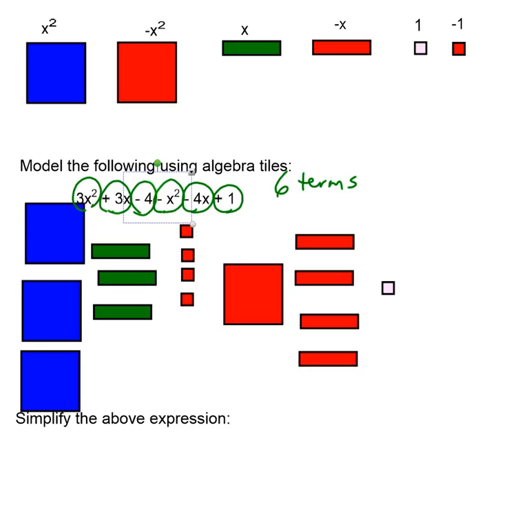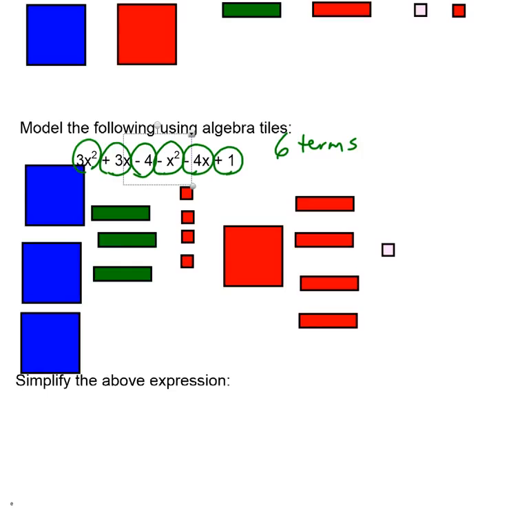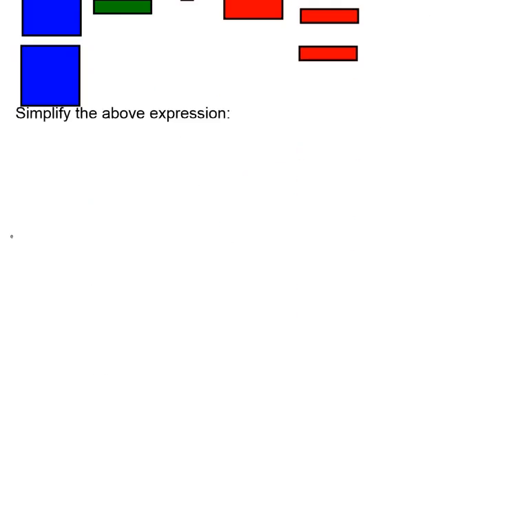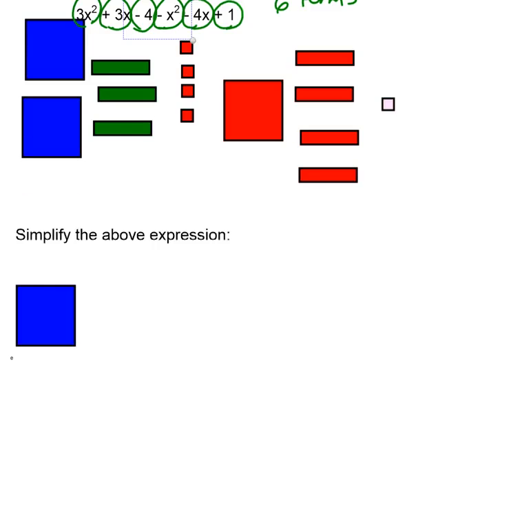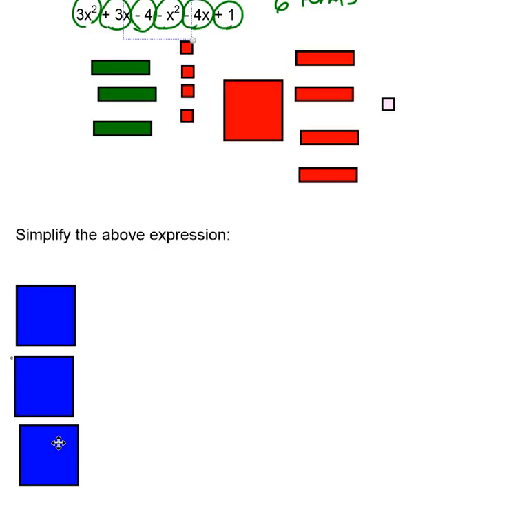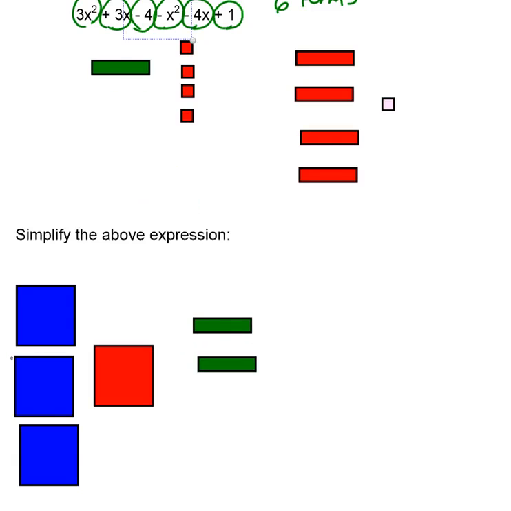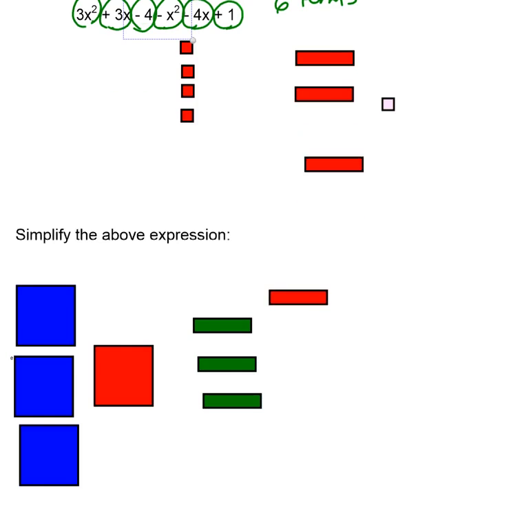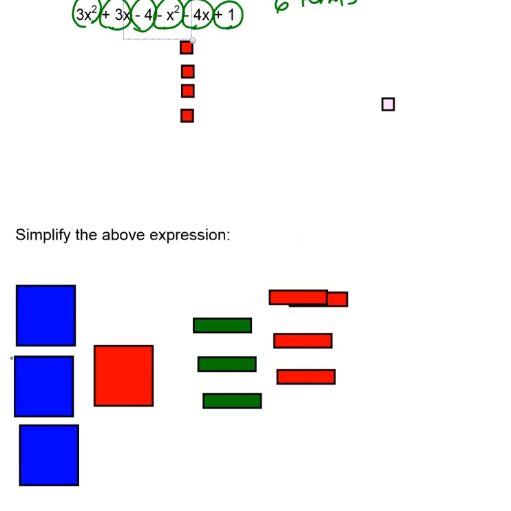Now it asks us to simplify. What that means is put the things that are the same together. So put the x squareds together, put the x's together, put the numbers or constants together. For example, I can take my 3x squareds and put them with my 1 negative x squared. Then I can take my 3 x's and put them with my 4 negative x's. And I can take my 4 negative 1's and put them with my 1.